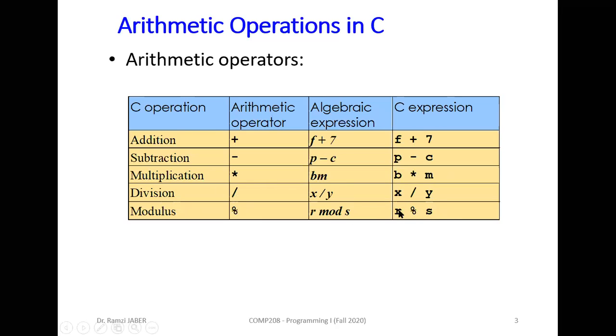So example, 10 modulus 3 equals what? Tell me. 1. The remainder. 10 modulus 3: the quotient will be 3 and the remainder will be 1. So 10 modulus 3 equals 1, the remainder. Okay? We'll see that.